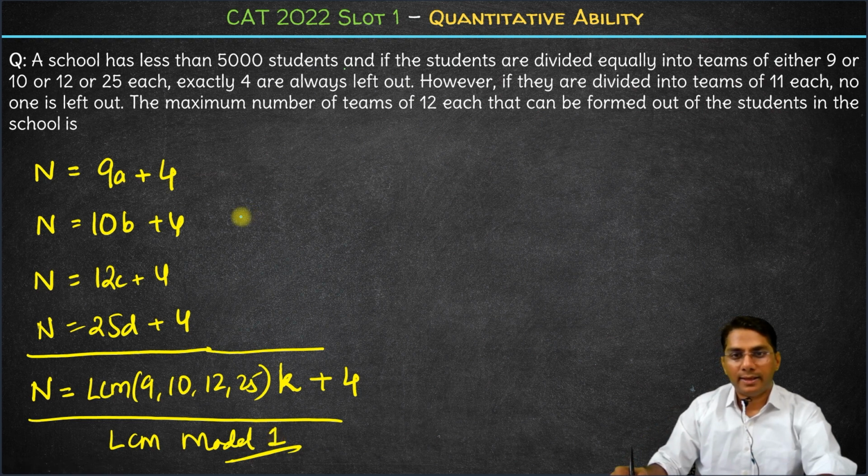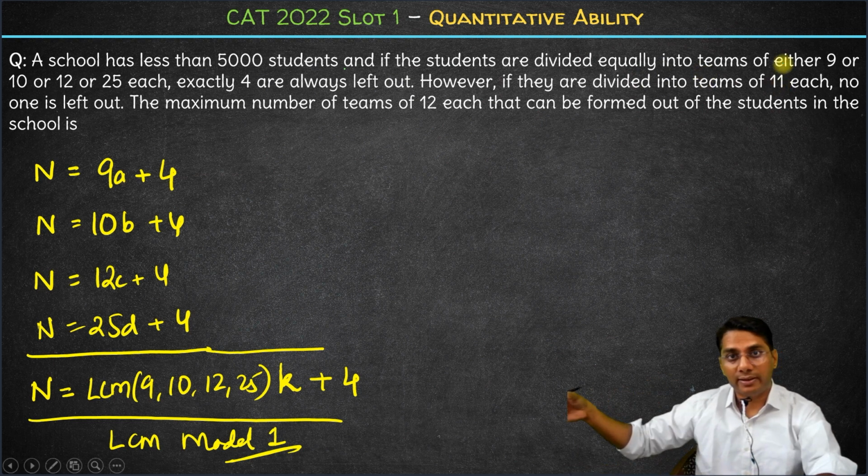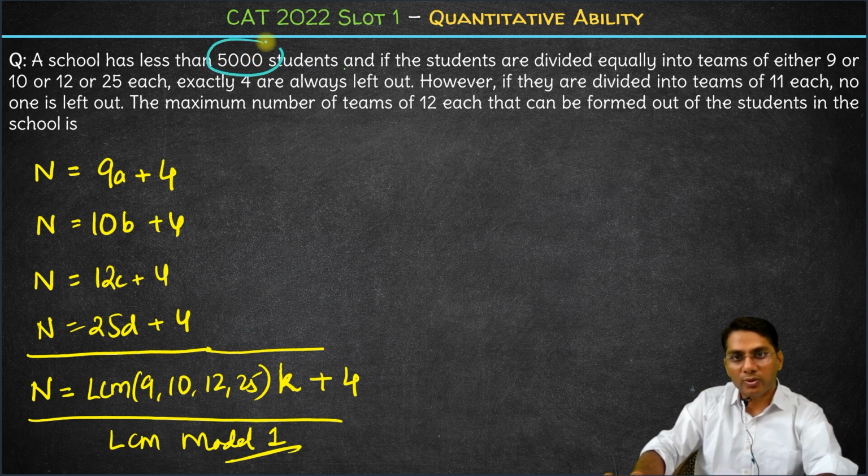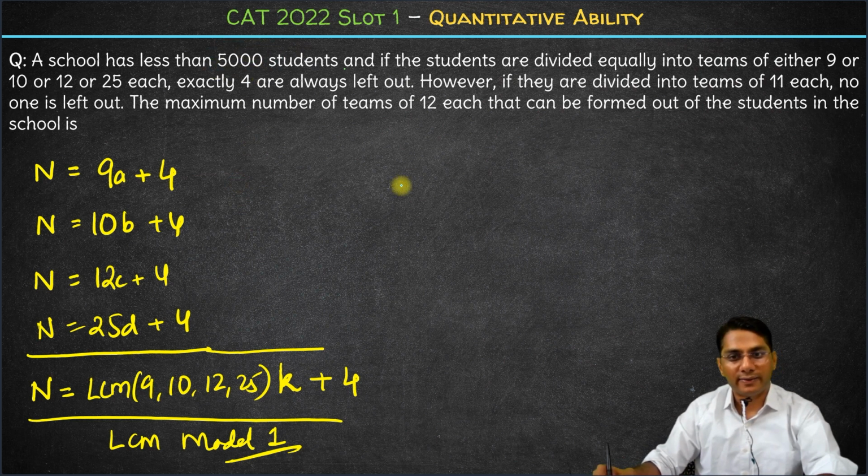Okay. Now, the same number of students, when they are grouped in 11, that means they are divided in groups of 11, no one is left out. That means the number of students is an exact multiple of 11. Also, the total number of students is less than 5,000.